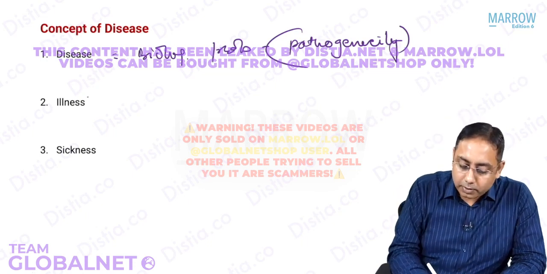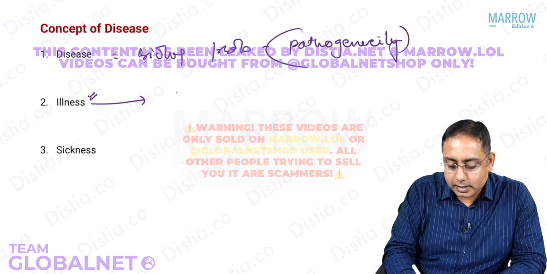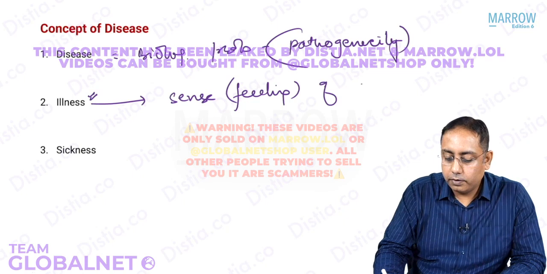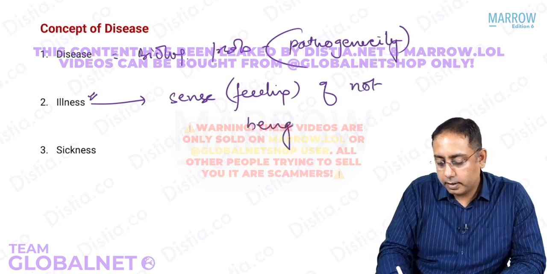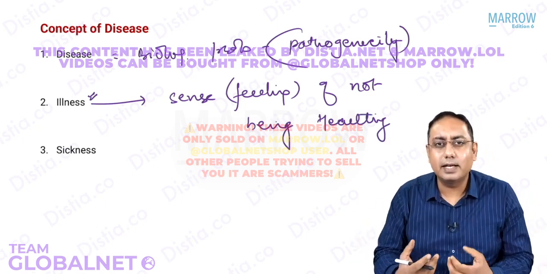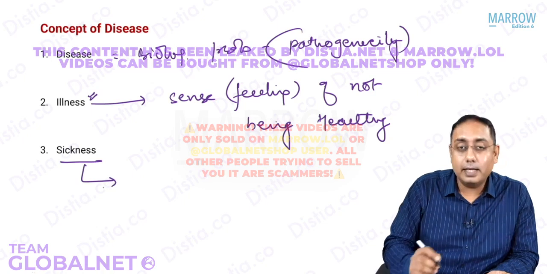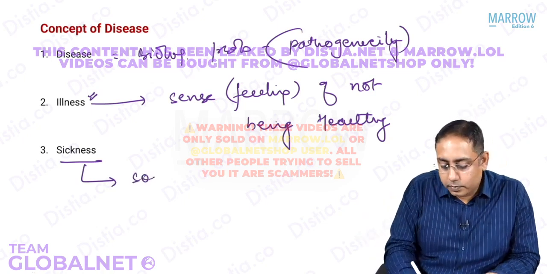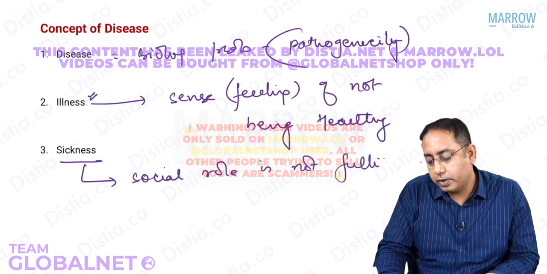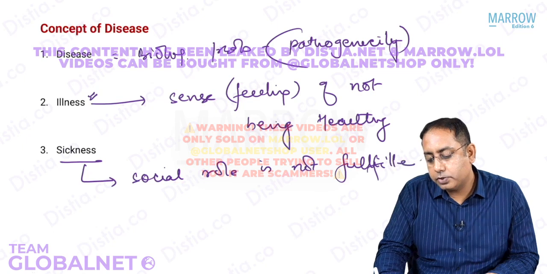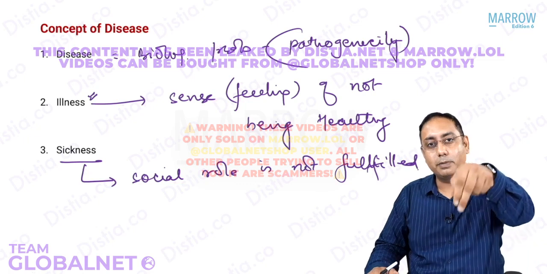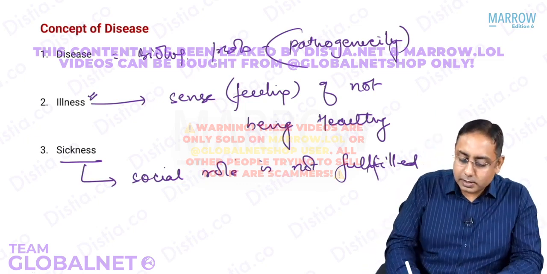But sometimes without a disease, people may have illness. Illness is a sense or a feeling of not being healthy. It is a feeling, like today my mood is not good, that is illness. And when do you say sickness? Sickness is a social phenomenon. It is when the social role is not fulfilled. That means today you were so ill that you did not go to work. So not going to work is measured by sickness, not by illness. So sickness is about the social role.